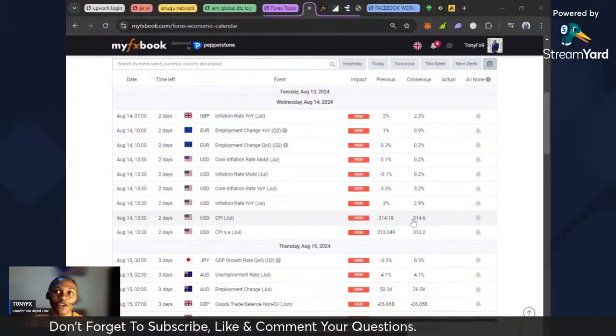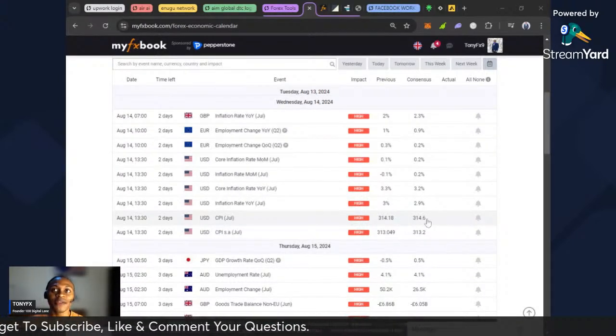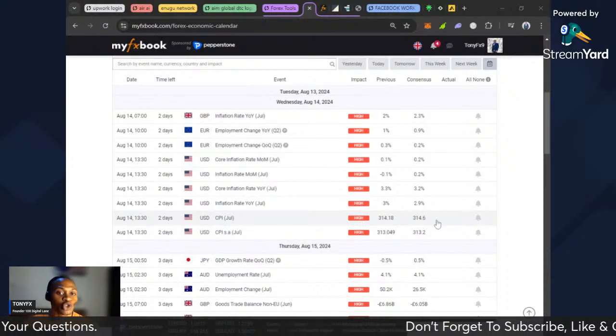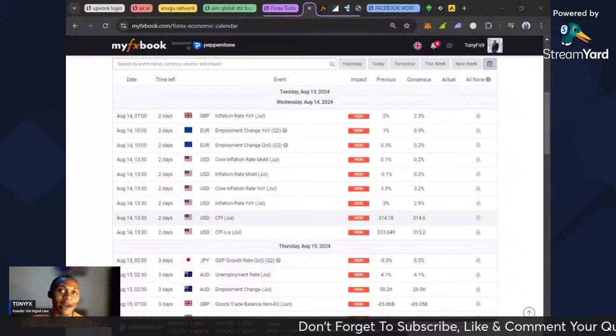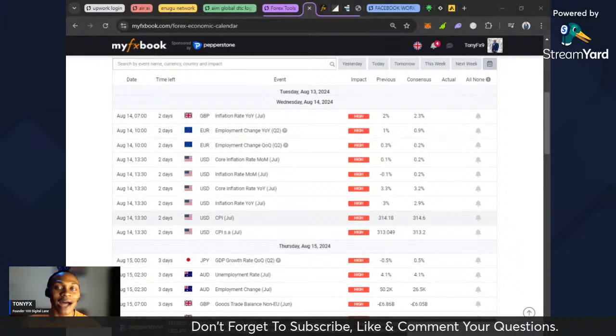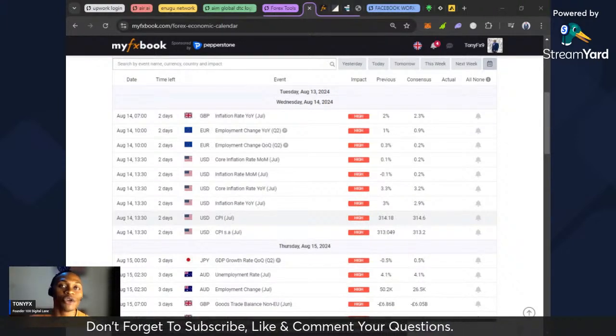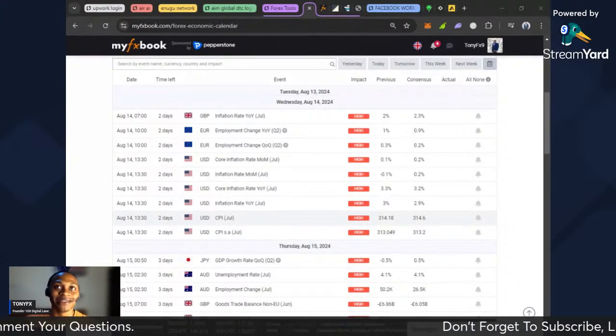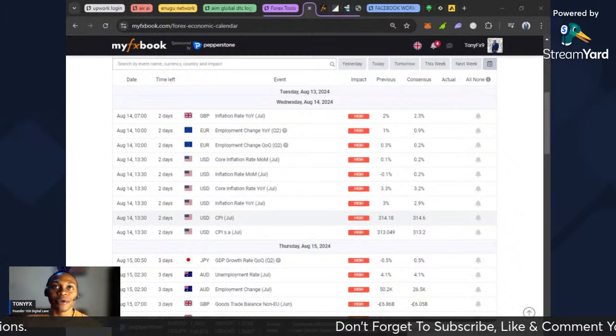If CPI figures increase by, let me say, 3.15, dollar will be strong, which is inflation. If the price of products and services and housing, rental, transportation increases, it makes the currency strong. Okay, so if CPI increases, dollar will be strong on Wednesday by 1:30, sorry, PM West African time.